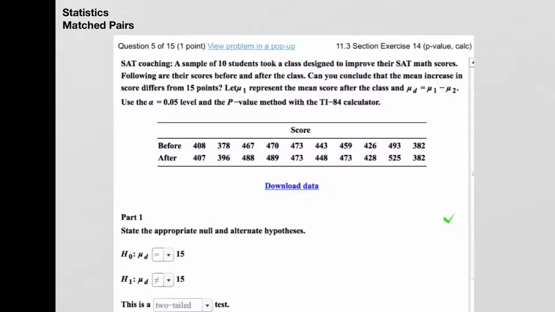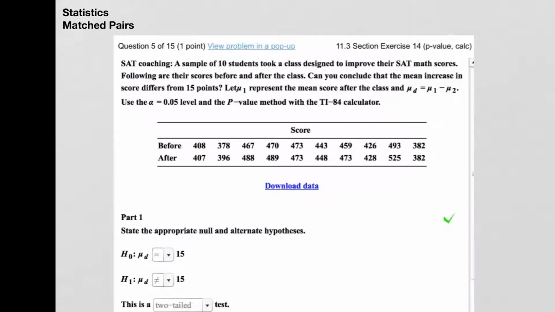In this problem, we are told that a sample of 10 students took a class designed to improve their SAT math scores. Whenever you have a situation where there is an original value and then a value that comes after that, we're looking at a matched pairs situation. So I wrote matched pairs up here. They don't specifically say that in the problem.